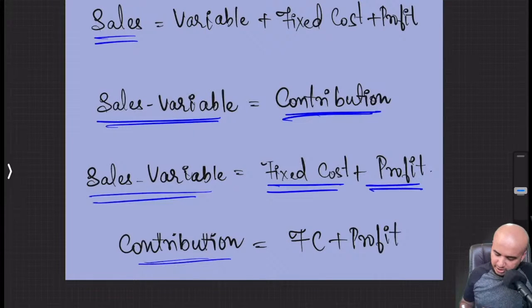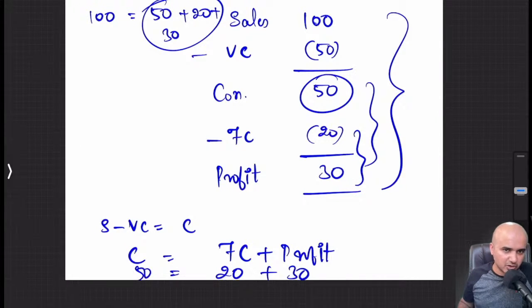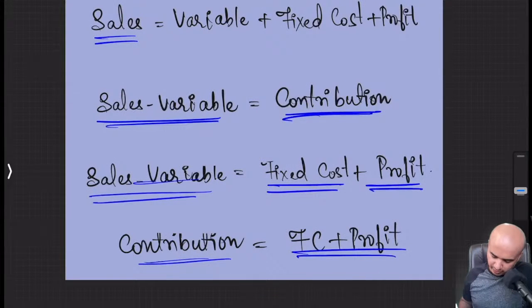Then contribution equals fixed cost plus profit. So contribution 50 is equal to 20 plus 30. That is fixed cost plus profit. So these are the basic formulas which we saw. Let's move ahead. Now contribution we have already seen: sales minus marginal cost, or excess of sales over variable cost.